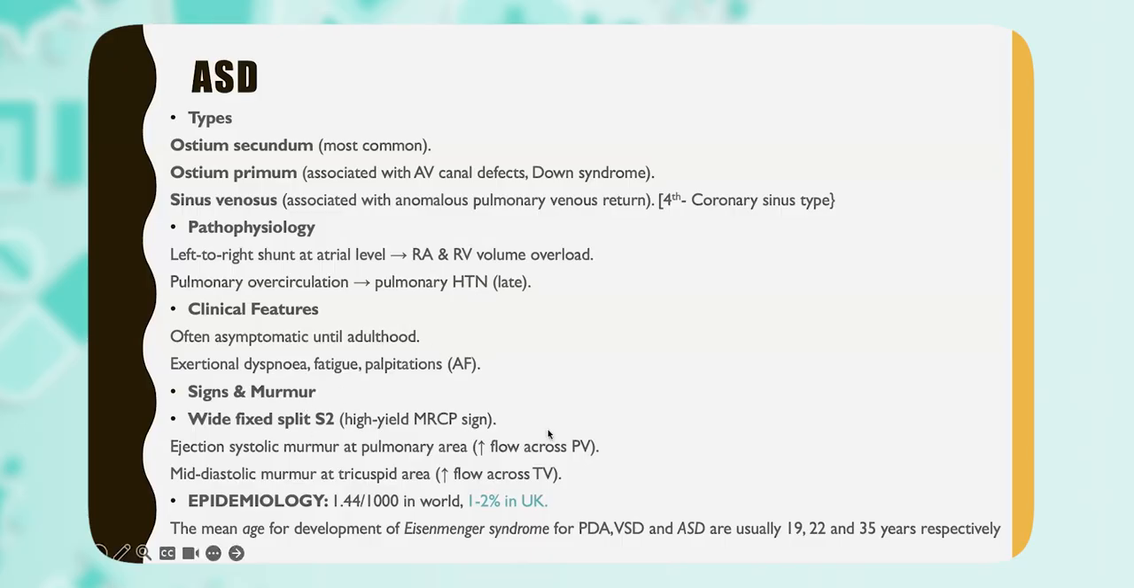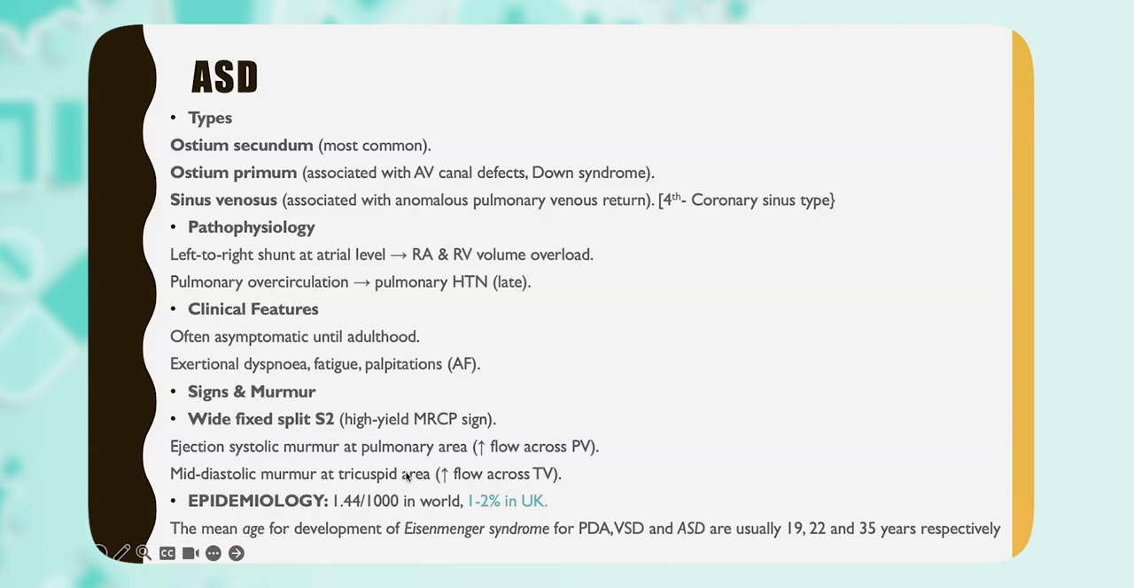Signs and murmur: we have a wide and fixed split S2. This is a very high yield question. Many a time they repeat this. Wide and fixed split S2, the classical answer is ASD. There are some other conditions which are out of our scope. An ejection systolic murmur can be heard in the pulmonary area due to increased flow.